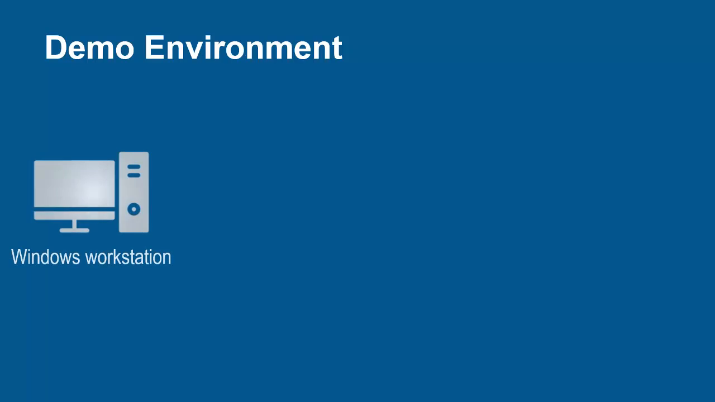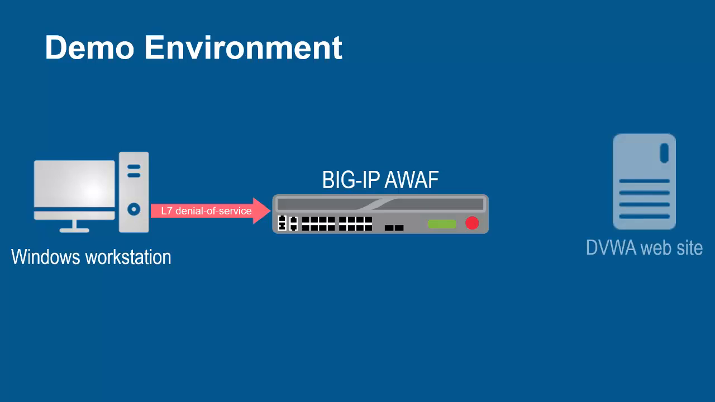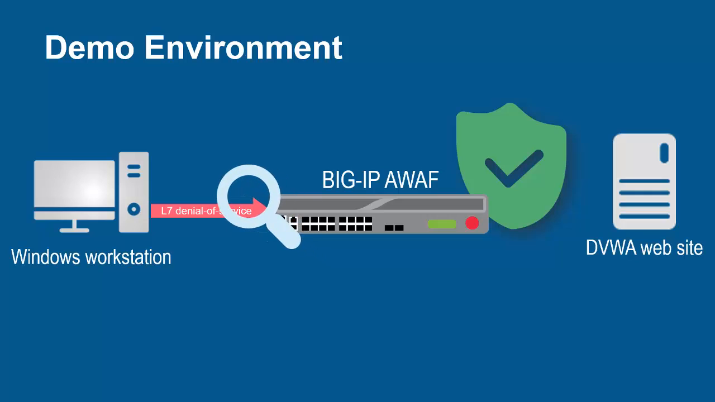The environment for this demo contains 3 devices. A Windows workstation will be used to submit Layer 7 bot attacks and Layer 7 denial of service attacks against the web application. These requests will arrive at the F5 BIG-IP system, running Advanced WAF. The BIG-IP system sits in front of and protects the backend web application. The BIG-IP system, using its full proxy architecture, examines every request and can block all Layer 7 bot and DoS attacks and prevent them from going to the backend web servers.